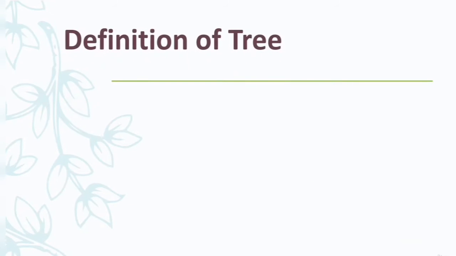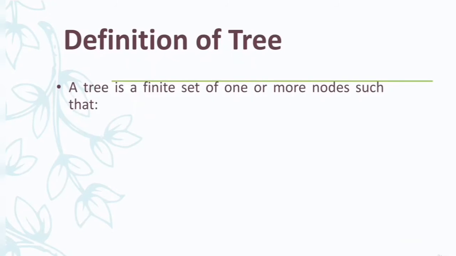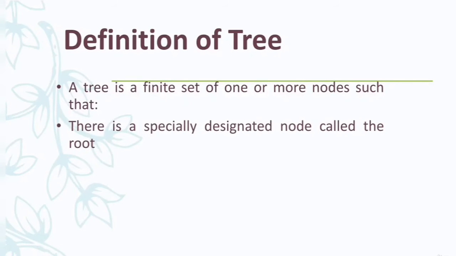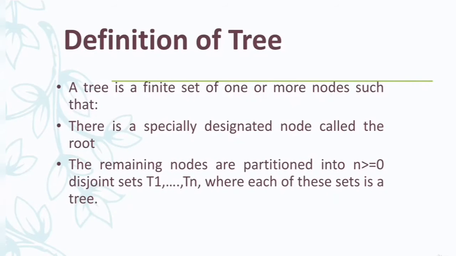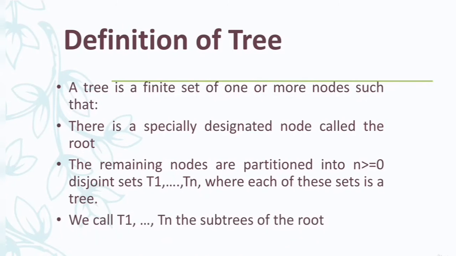So let us see the definition of tree, what exactly it is. A tree is a finite set of one or more nodes such that there is a specially designated node called the root. Remember one point, that each and every tree in data structure has only and only one root node. Again, the remaining nodes are partitioned into n greater than or equal to 0 disjoint sets T1 up to Tn, where each of these sets is a tree. And we call T1 up to Tn the subtrees of the root.